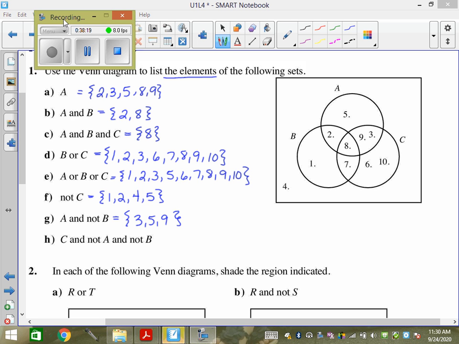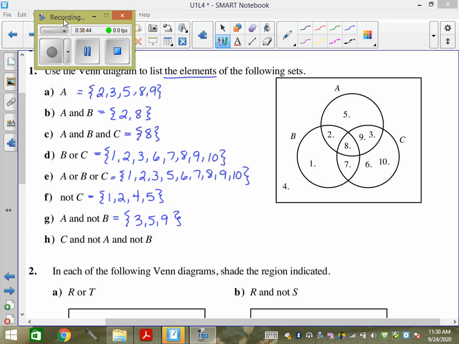C and not A and not B. So, C. Wait, I have a question. So why would it not be 6 and 10 added in? Because those aren't in A. I need to be in A and not B. So everything in A, but not in B and not C. Well, if it has to be in A, it can't be in C, right? I feel like I think too much and then I overthink it.